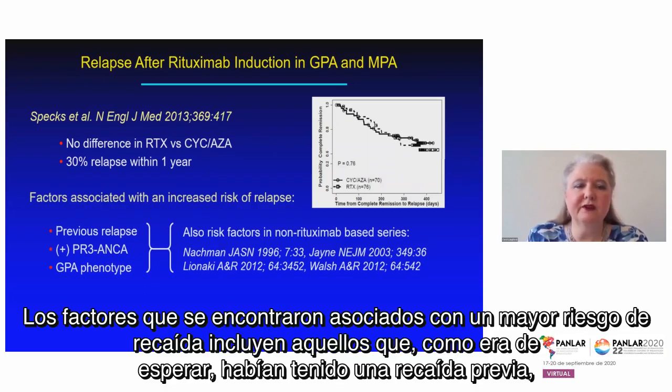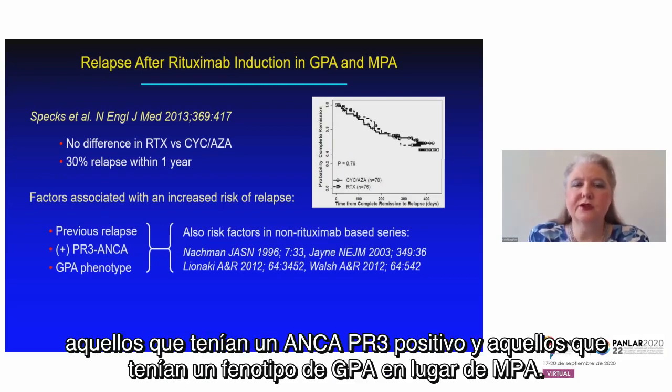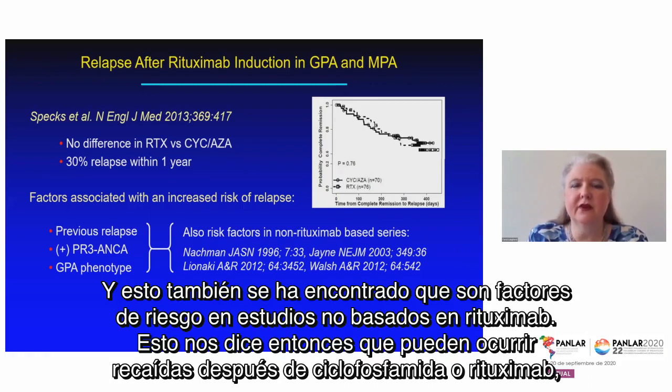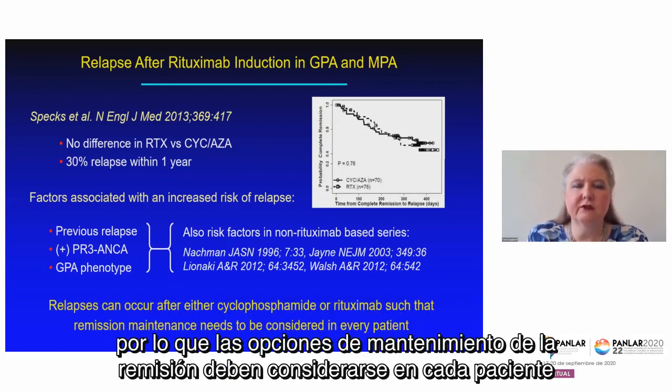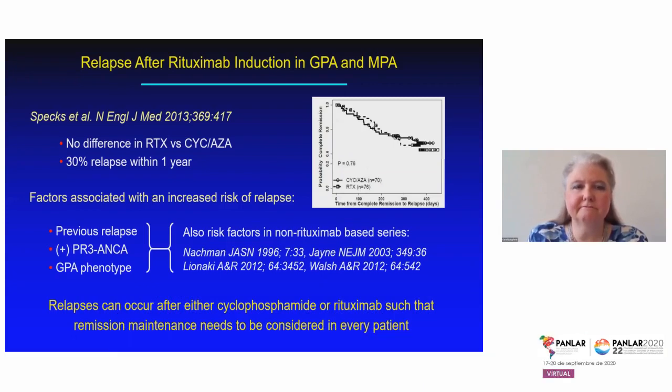The factors that were found to be associated with an increased risk of relapse include those, not surprisingly, who had a previous relapse, those who had a positive proteinase 3 ANCA, and those who had a phenotype of GPA as opposed to MPA. And this has also been similarly found to be risk factors in non-rituximab-based studies. This tells us then that relapses can occur after either cyclophosphamide or rituximab, such that remission maintenance options need to be considered in every patient.